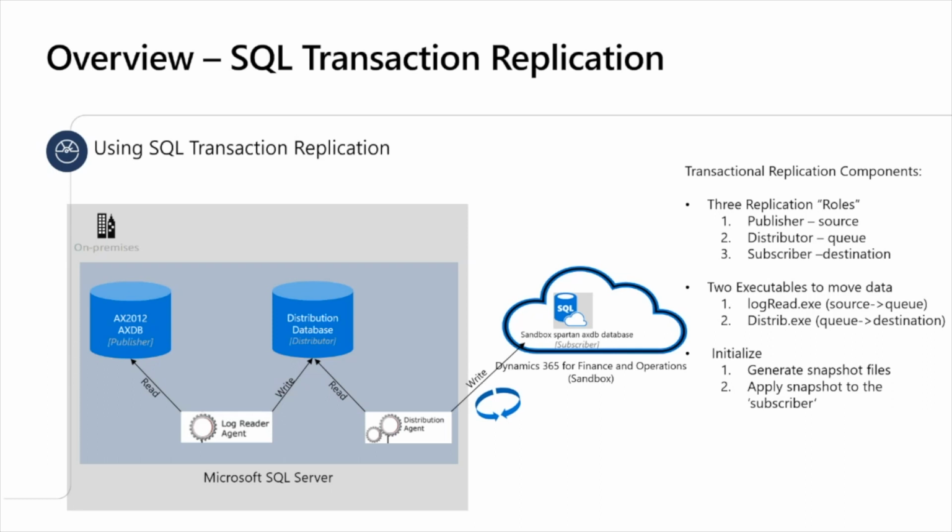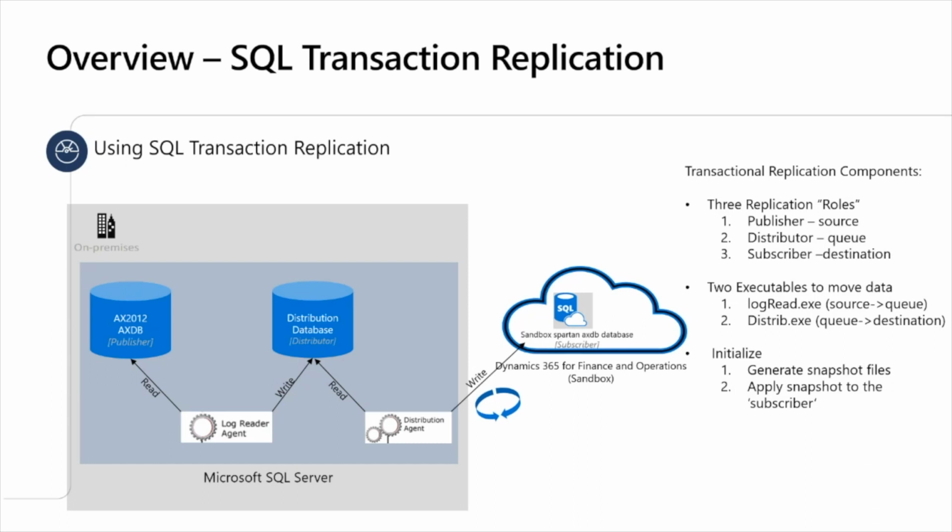Then it has a distributed database, which is a database instance that acts as a store for replication specific data associated with one or more publishers, right? So distribution database, once you set up SQL transaction replication using this toolkit, a new database, the distribution database, gets created in the source database server, which is the AX2012 database server. So this database stores metadata, history data, and transactions, right, for distribution purpose from source to target.